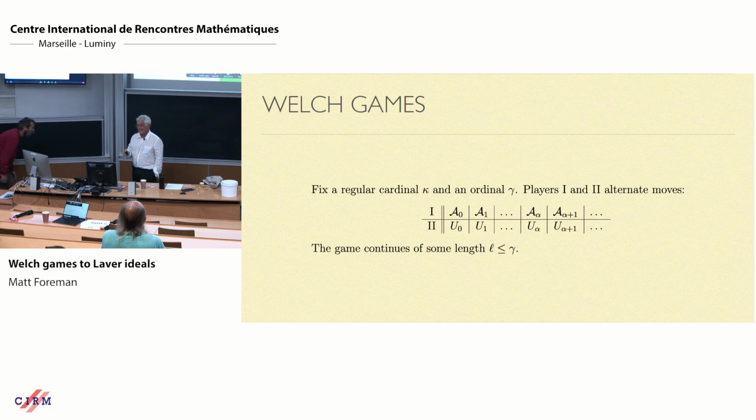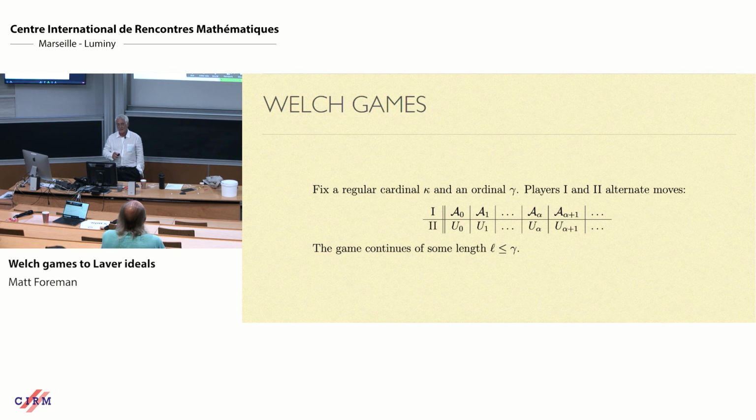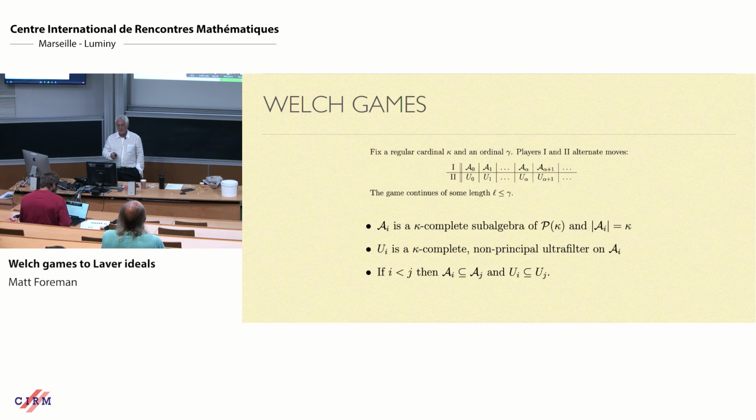And an ordinal gamma, and players 1 and 2 alternate moves. So as usual, player 2 is the good guy, and player 1 plays kappa algebras. Each A_i is a kappa-complete subalgebra of the power set of kappa, and the cardinality of A_i is kappa. I'm just going to call those kappa algebras.